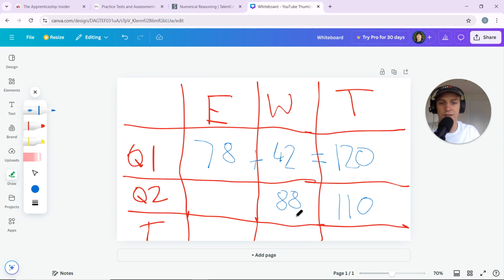Now we can just fill in the rest of the table, since we've used that information. So 88 to 110, we know that this is going to be 22.